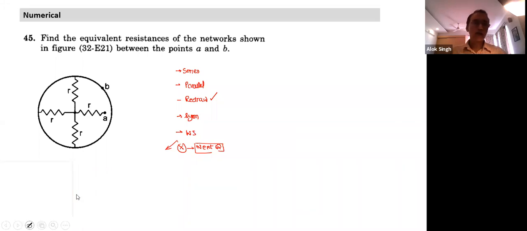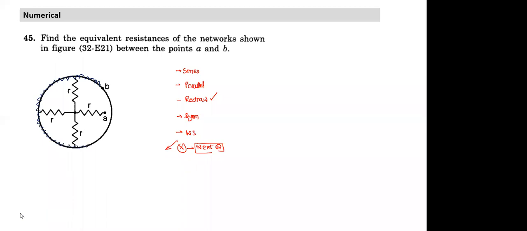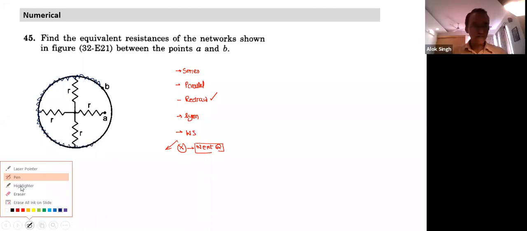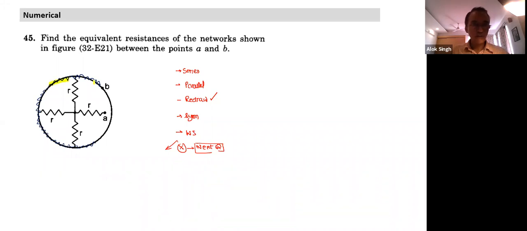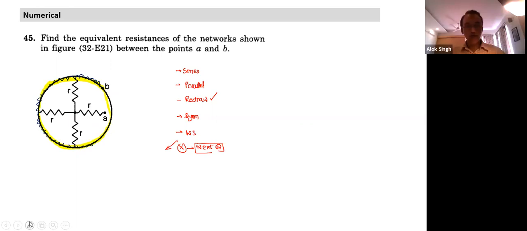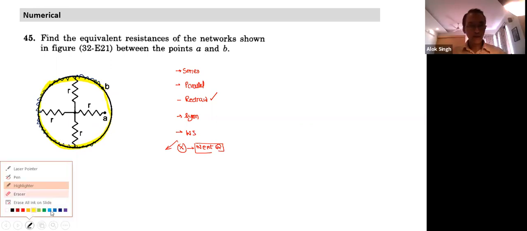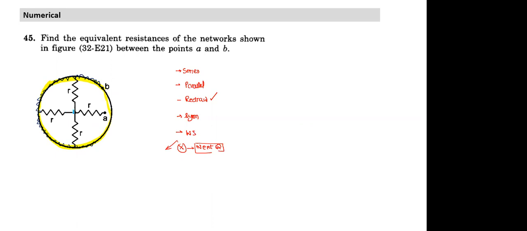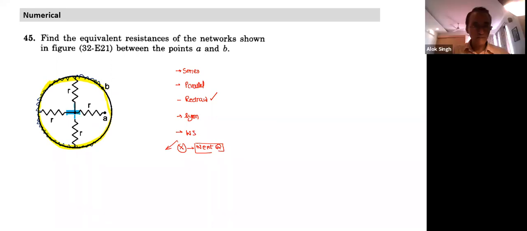So what we do here, see, this is point A. If I mark all the points which have potential as B, what is the potential of all these points? Same. Let me point that in a different way. So this is all B, and this is A. How many distinct potential points are here? Three. This area has a different potential, and call it C. Now can I draw this circuit A, B, C?